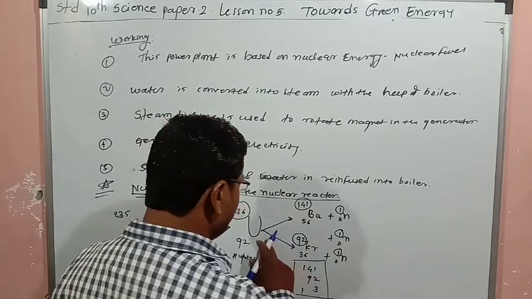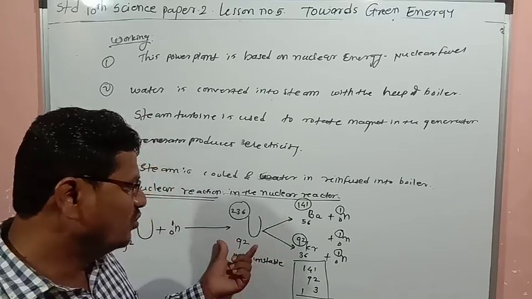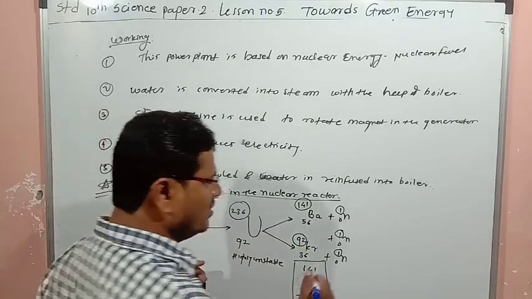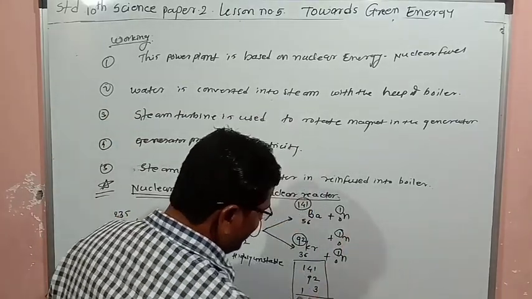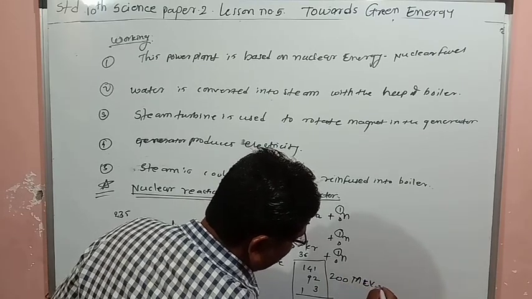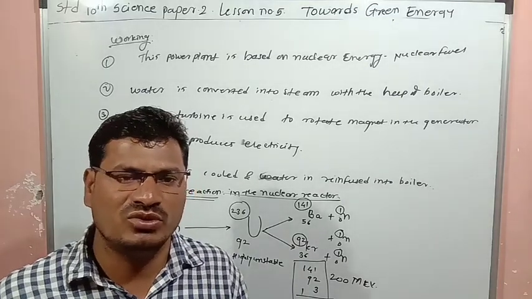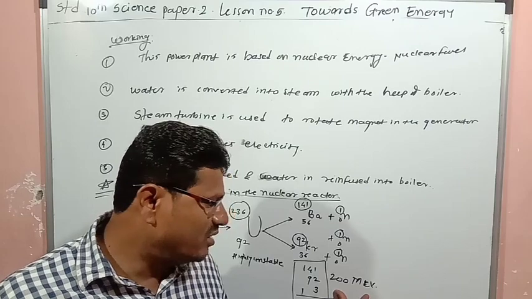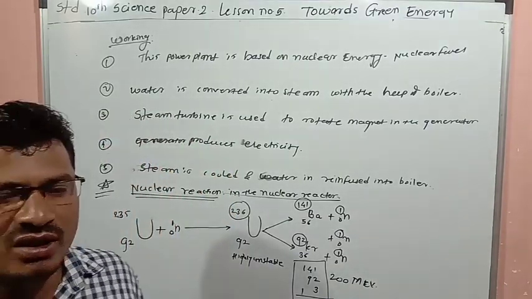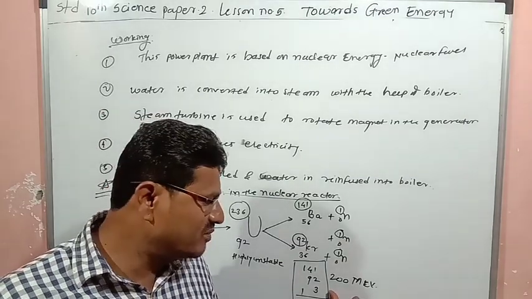During each fission, uranium 236, the nuclear fuel, splits into barium and krypton. But during this, how much energy is produced? 200 mega electron volt. This much amount of heat is produced, and that heat is used to heat the water in the boiler. In one fission, this much energy is produced.